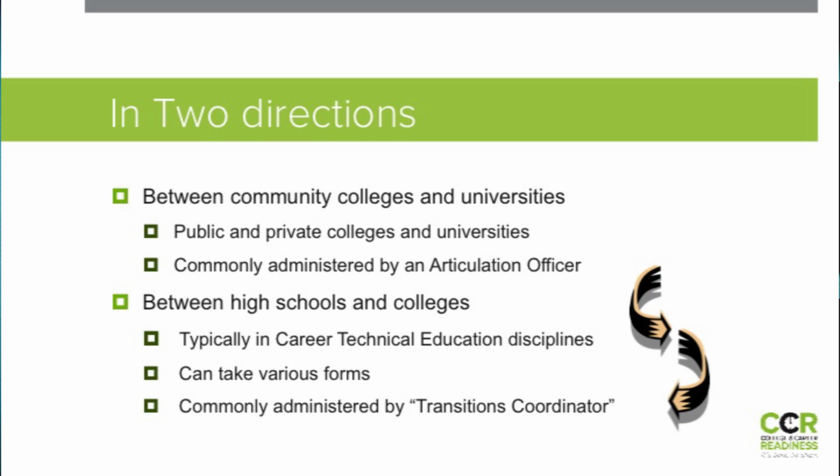It occurs between community colleges and universities. When a college student takes a course at a community college and their intention is to transfer to a university, the courses that they take at the community college are articulated with the courses that they would have taken at the university. So that articulation exists going that direction. It also exists between high schools and colleges. Typically, this is in career technical education disciplines, but it is not necessary that that be the case.